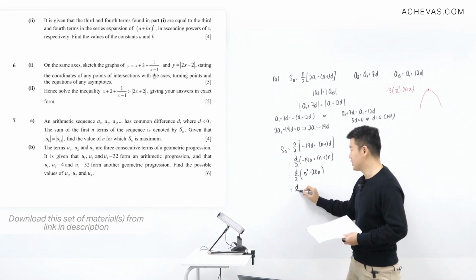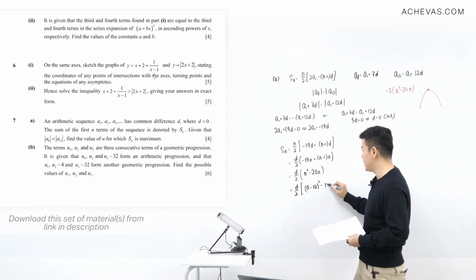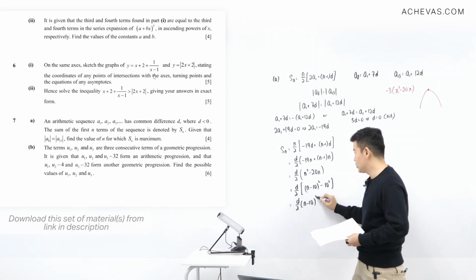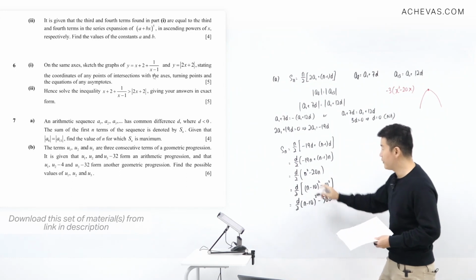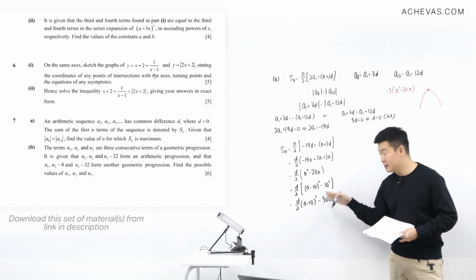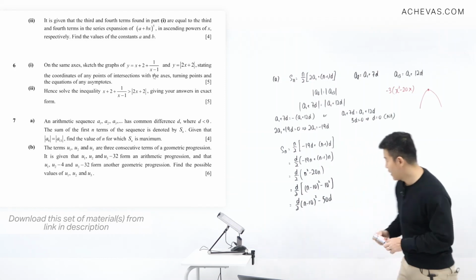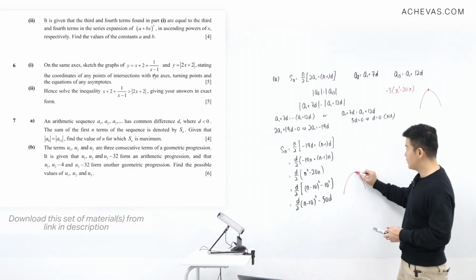This constant, I'm going to just let it be. I'm going to complete the square to this, which will give me n minus 10 squared minus 10 squared. So we will have d over 2, which is a negative number, times n minus 10 squared minus 100, and 100 divided by 2 is going to be 50d. So we have Sn in a quadratic form, and it is in a completed square form, which means that we have a sad face. Again, why a sad face? Because d is negative. We have a sad face with a maximum point.